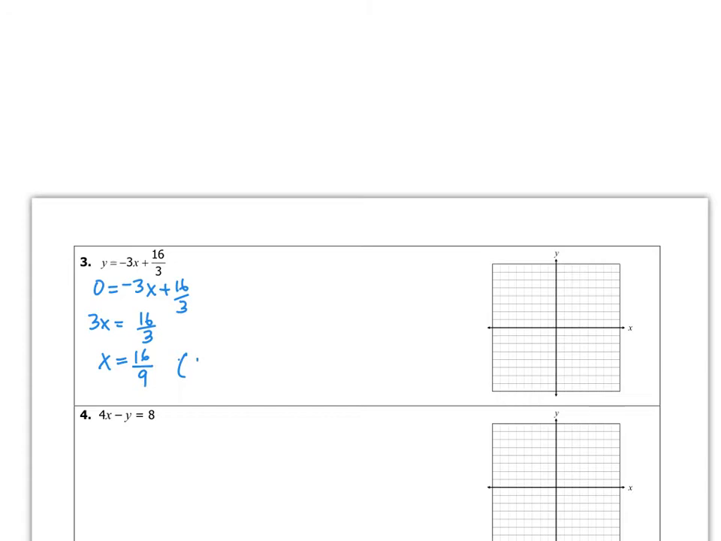So if you put that in your calculator and divide it out, you get 1.7, and that 7 repeats. So it's about up in there on the x-axis. And then the other, to let x be 0 to find the y-intercept.